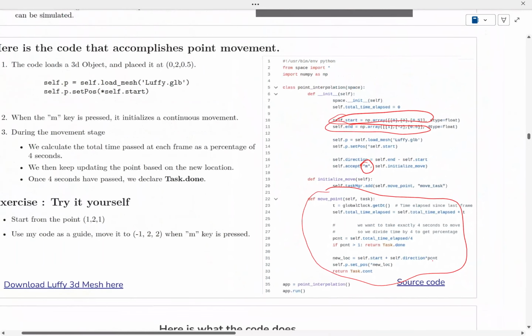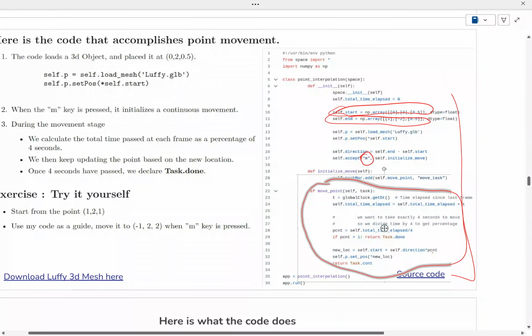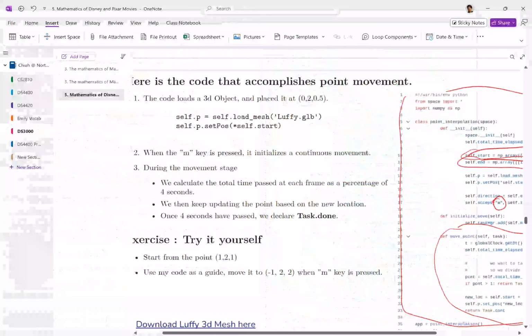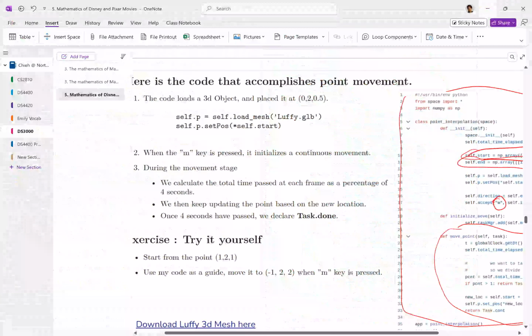I think you need to take a quick look at this code, and it's better if you get to see it in action. I think it's right here. Yes, right here. So you see how the point is moving. You can move the point. And the video I showed you looks like this. So basically I loaded a 3D object, which I call Luffy, and then you can move this object through space. Okay, that's what it looks like.